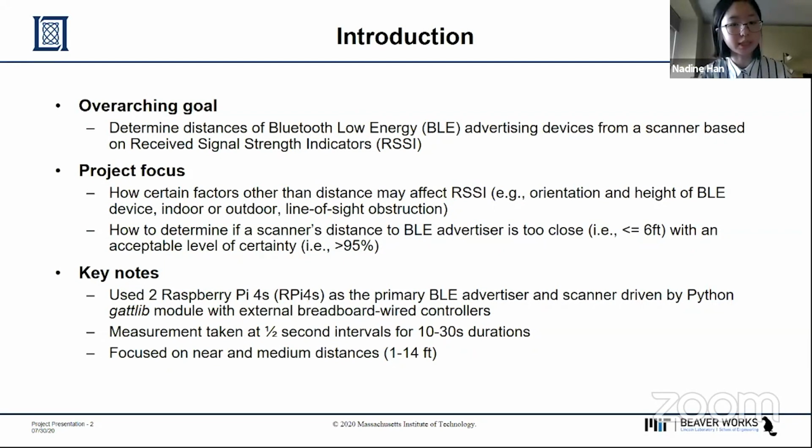Another keynote is that these measurements were taken at half-second intervals for 10 to 30-second durations. That's just how the data was collected. And most importantly, I focused on near and medium distances, which I defined as 1 to 14 feet. The reason why is that if we have a defined threshold of 6 feet, it's a lot easier to determine if the RSSI value is measured outside or inside this range the farther away it gets from the threshold. But the problem is, once you get closer to that threshold, the RSSI measurements tend to get muddled because of different ambiguities in the environment, like the factors that I was studying in this project. So if you can move to the experiment slide, that'd be great.